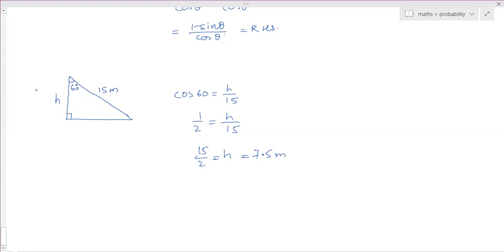Ma'am, I got the answer as 7.5 root 3. They have given the angle 60 where the ladder is making 60 degrees with the wall. Oh, okay, ma'am. Not with the ground.